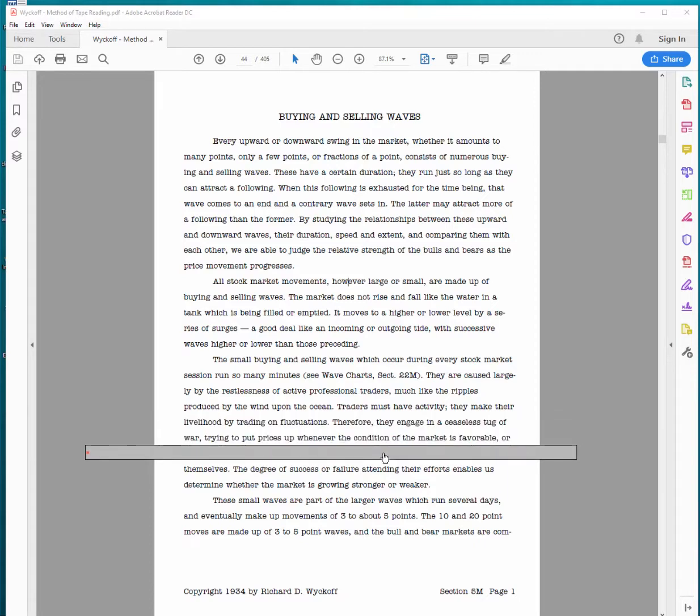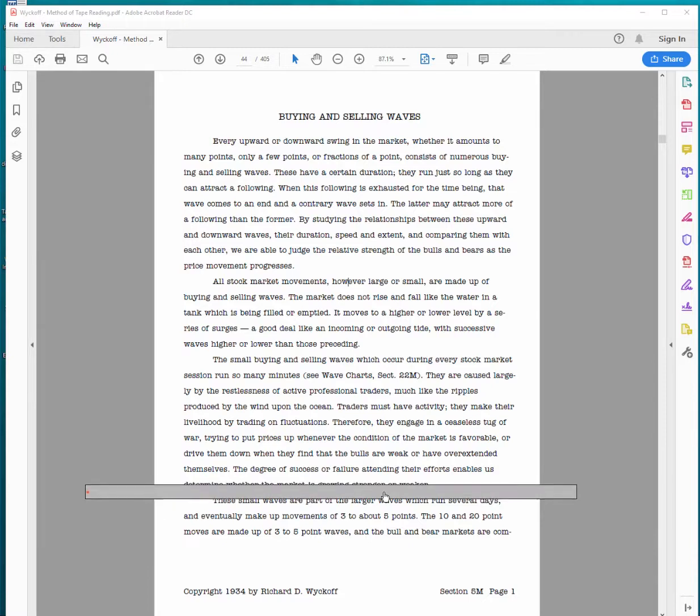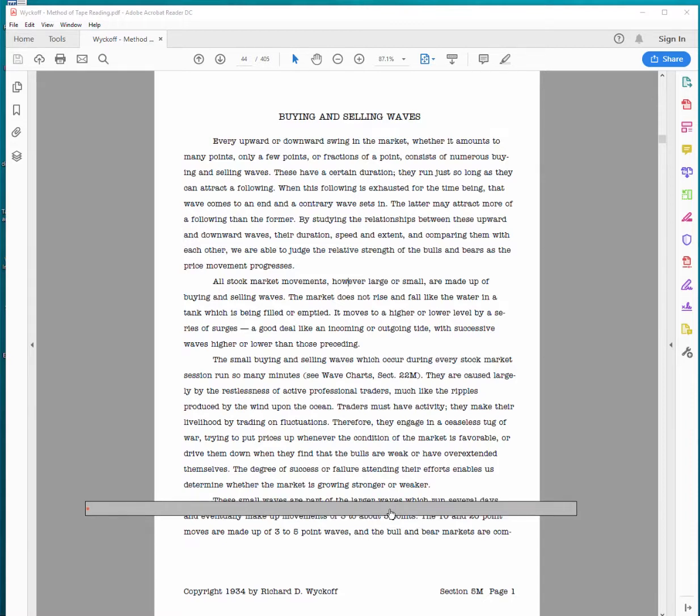Traders must have activity. That's how they make their livelihood. They must have fluctuation. They engage in a ceaseless tug of war, trying to put prices up when the conditions of the market are favorable and down when they're not. The degree of success or failure attending their efforts enables us to determine whether the market is growing stronger or weaker. Basically, you're just seeing the pulling power of the upswings versus the downswings using price, time, and momentum.